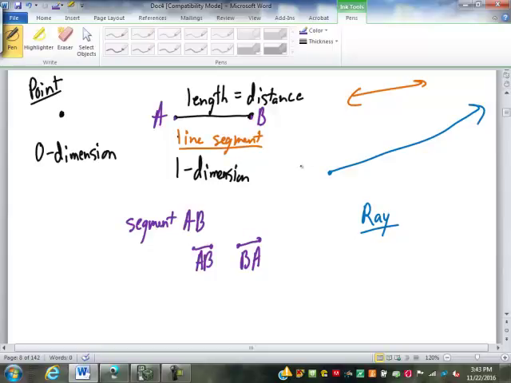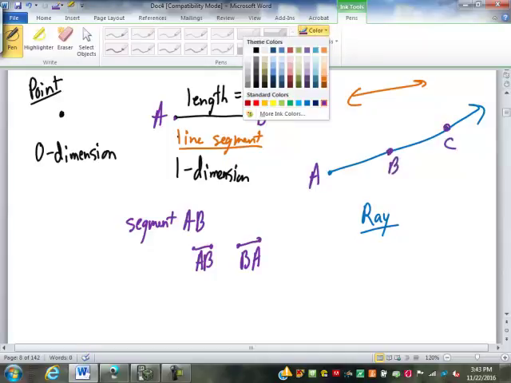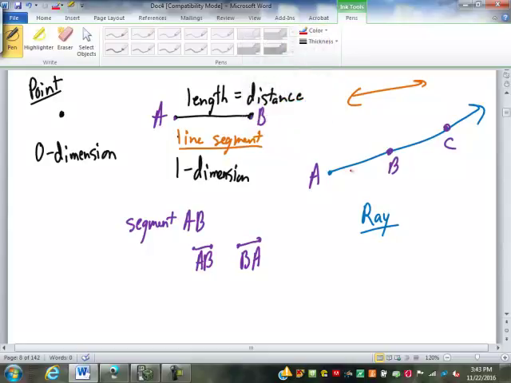For the line segment, it doesn't matter which way we name it. For a ray, however, let's say this is point A, B, and C. This could either be called ray AB or AC, but A must be the first letter because that is the starting point of the ray. That's the end point. We start with that end point and we move towards the arrow, towards the infinite direction. So that could be ray AB, or ray AC. The first letter has to be A, the second one can be any other point along that ray.